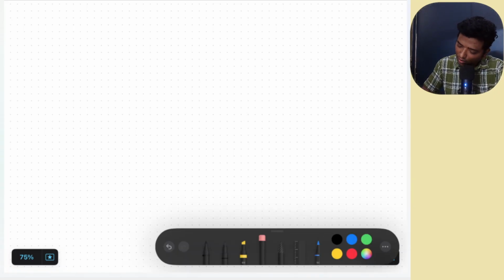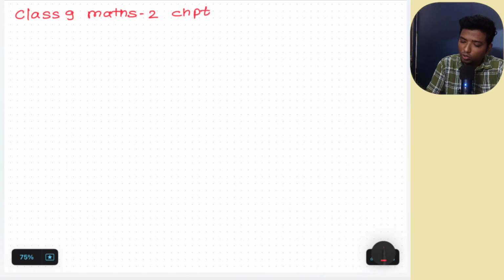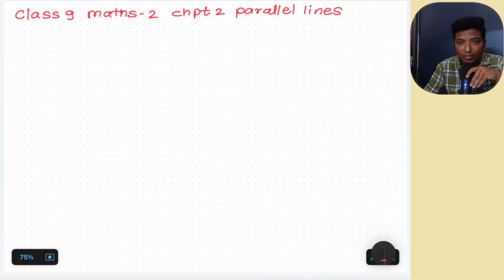Okay, so basically, we are here to talk about class 9 maths, chapter number 2, that is parallel lines. Now, a very important, fundamental piece of information that we all need to have before proceeding with the chapter, or before proceeding with 2.1 rather.